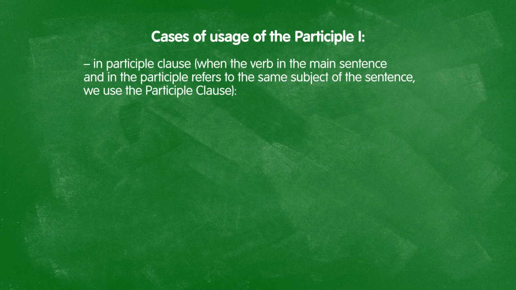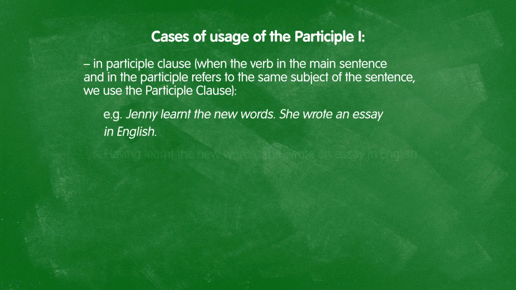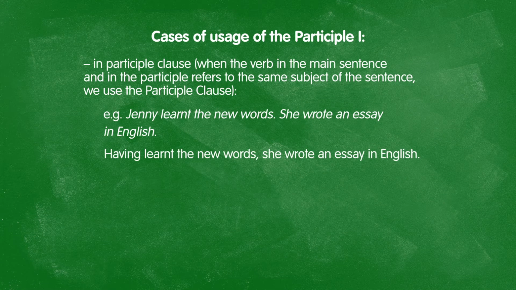Now, to be more fluent, or to speak more fluently, we can also combine two separate sentences with a participle clause. And let's look at this with a few examples. In the first example, we have two sentences. Jenny learned the new words. She wrote an essay in English. But we can combine them like this. Having learned the new words, she wrote an essay in English.